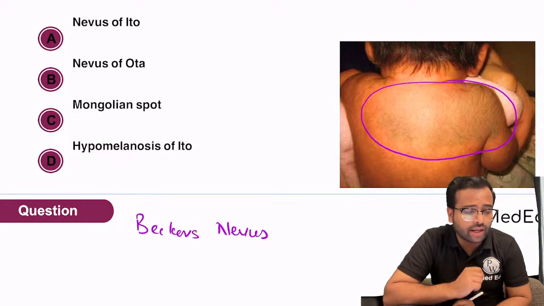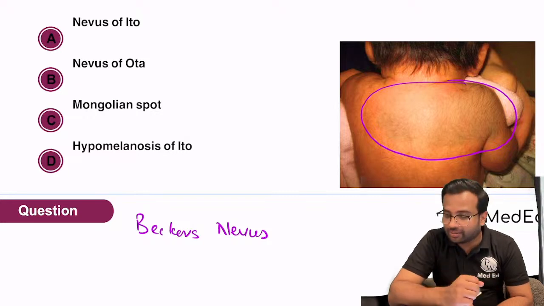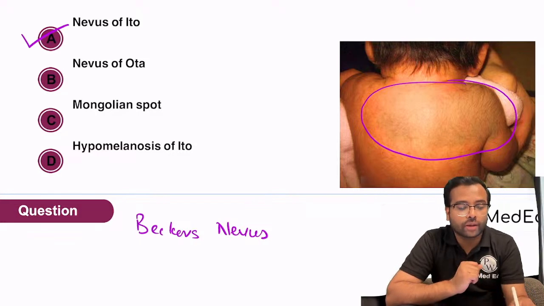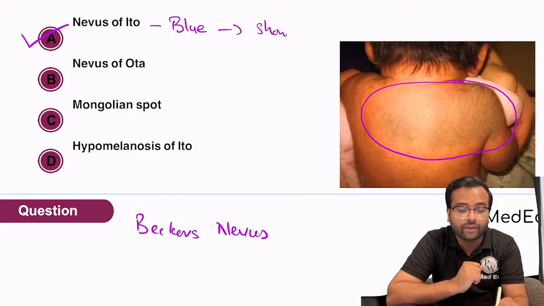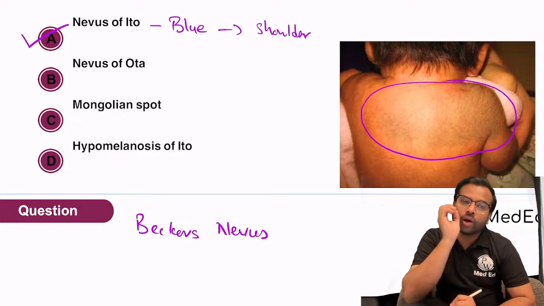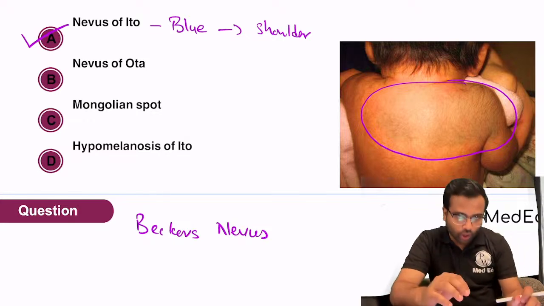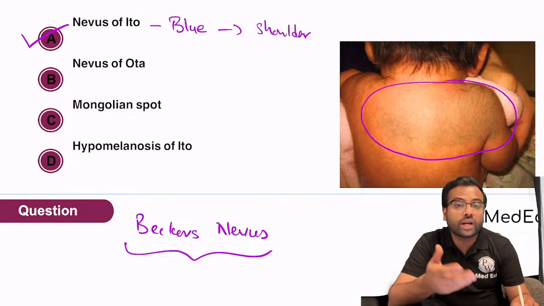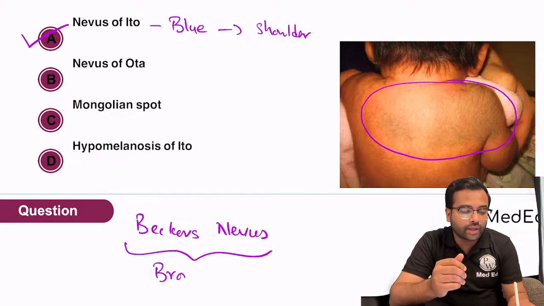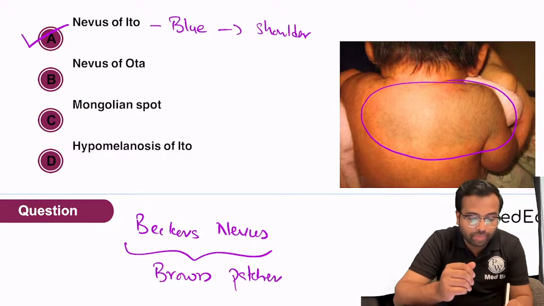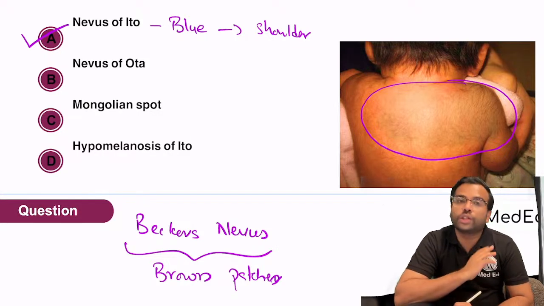But unfortunately, Becker's nevus is not in the options. So here the right answer should be nevus of Ito. Please remember, blue discoloration over the shoulder is going to be nevus of Ito. Becker's nevus, I appreciate your thought, because Becker's nevus can also be seen over the shoulder area. But what is the type of lesion that you can see here? You can see brown patches, isn't it? Brownish hyperpigmented patches can be seen over the shoulder area.